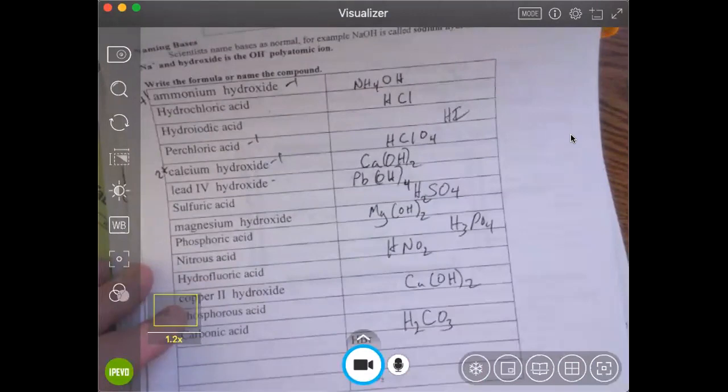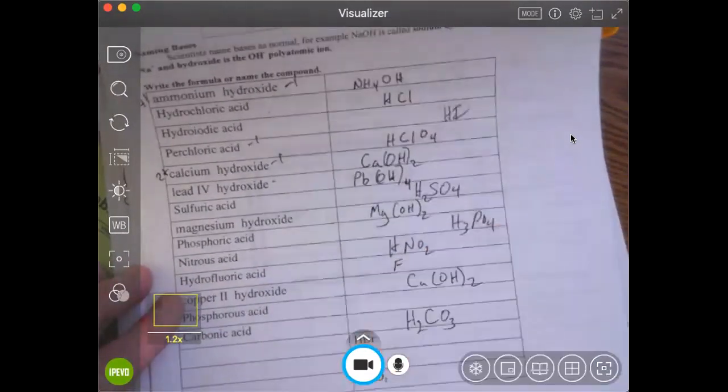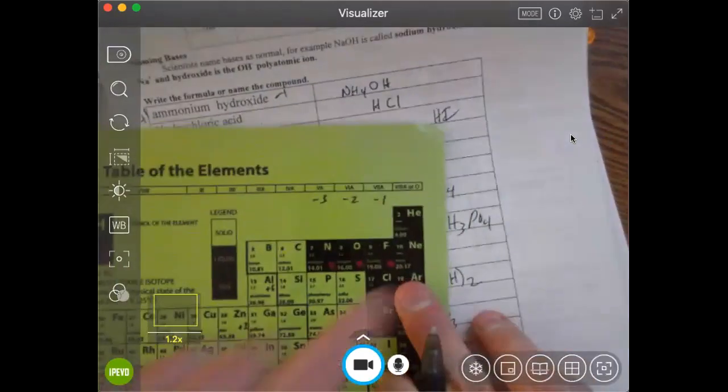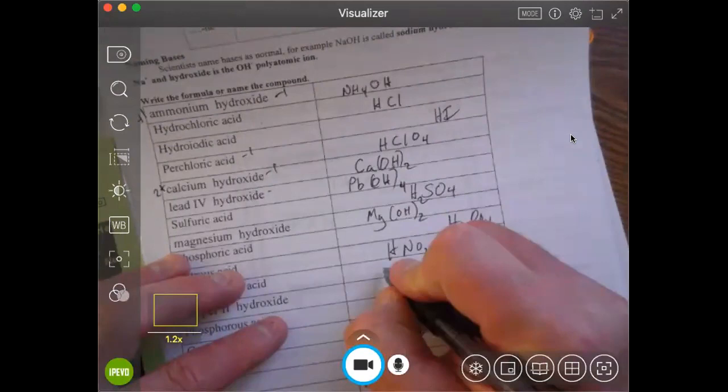Here we have hydrofluoric acid, so that would be fluoride, which is F. On the periodic table of elements, F has a -1 charge. So that means we will get 1 H.